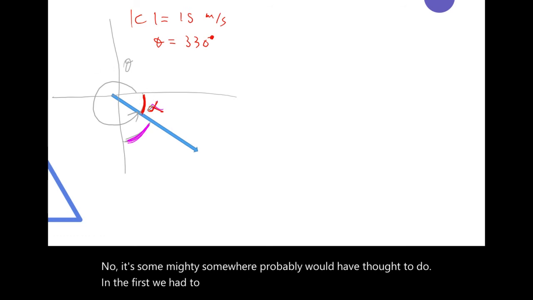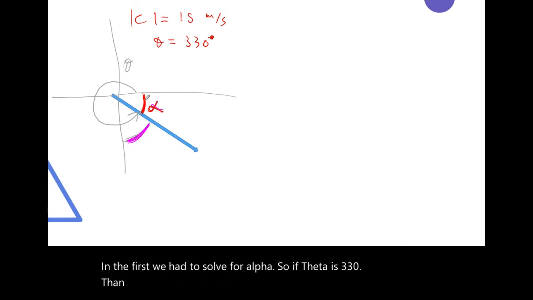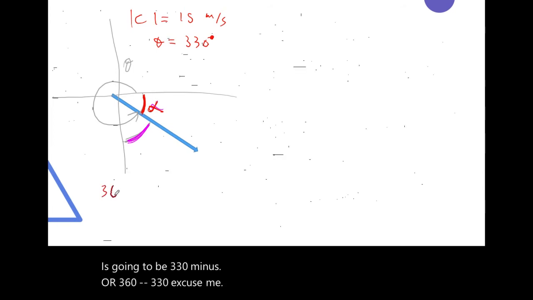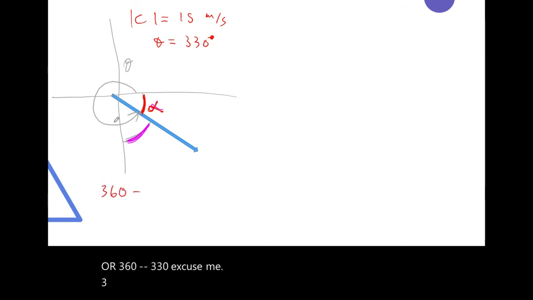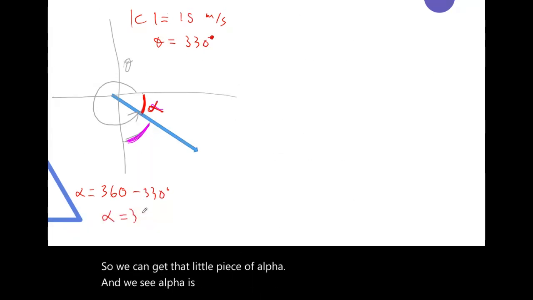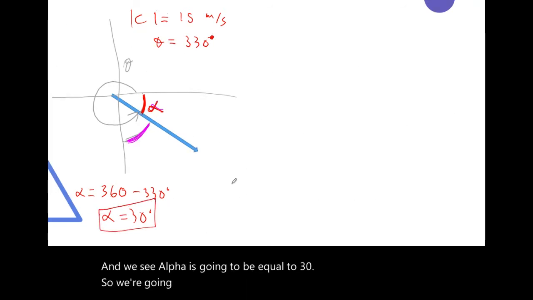first we have to solve for alpha. So if theta is 330, then this last little slice of the pie, if you can see it, is going to be 360 minus 330, excuse me. This 360 is the whole circle, right? Minus 330, so we can get that little piece of alpha. And we see alpha is going to be equal to 30. Okay. So we're going to use this angle now.